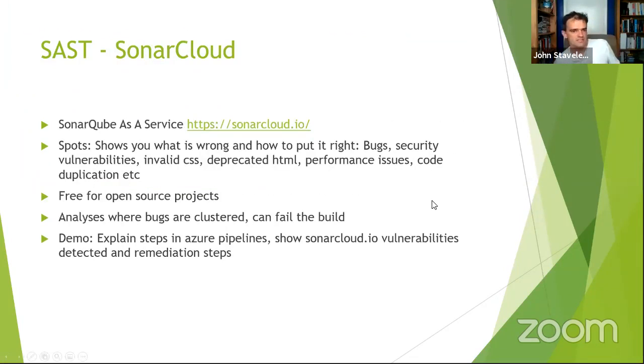Okay, so next up, SonarCloud, which is a cloud service. Again, this gives you a lot of information about your code, not just security issues, but it also shows you what's wrong and how to put it right. So you can show bugs, security vulnerabilities, invalid CSS, deprecated HTML, performance issues, code duplication, statistics. It's free for open source projects, so the version I'm using is free. It analyzes where bugs are clustered and can fail the build. It's very simple to set up, it's just a couple of sections in your Azure pipelines.